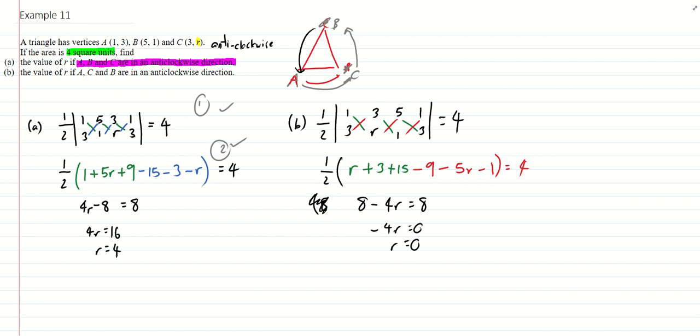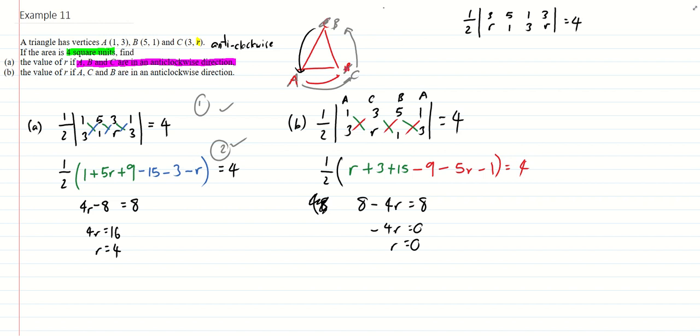Okay, now let's say if I don't choose A as my starting point. Over here I chose A, I went to C, I went to B, and I went to A. Now what if I decide to choose C as my starting point? Okay, let's try something else. So we will have half, and let's choose C. So C is (3, r). After C will be B. So you realize that the diagram is very helpful, because after C I know where I need to go. So after C I'll go to B, which is (5, 1), and then A is (1, 3), and then we go back to C again, (3, r), equals 4.